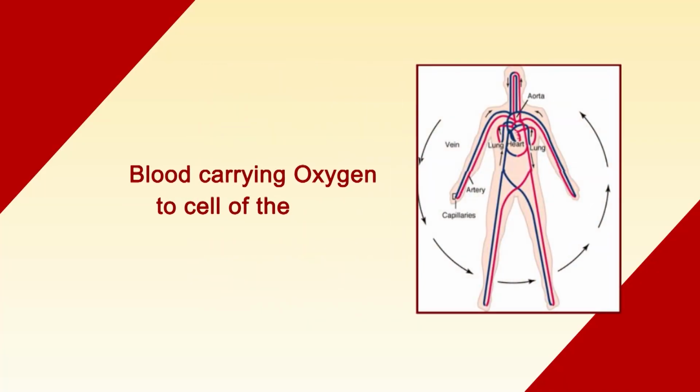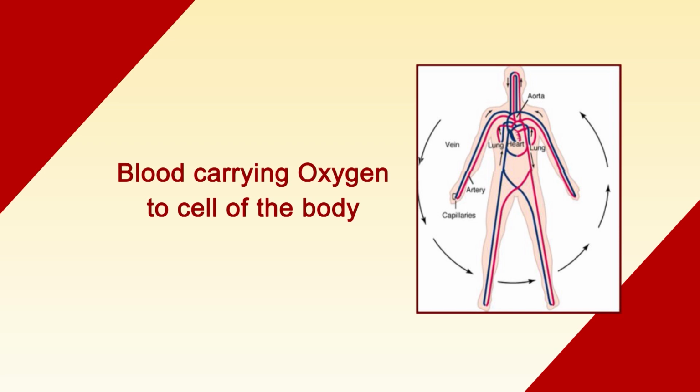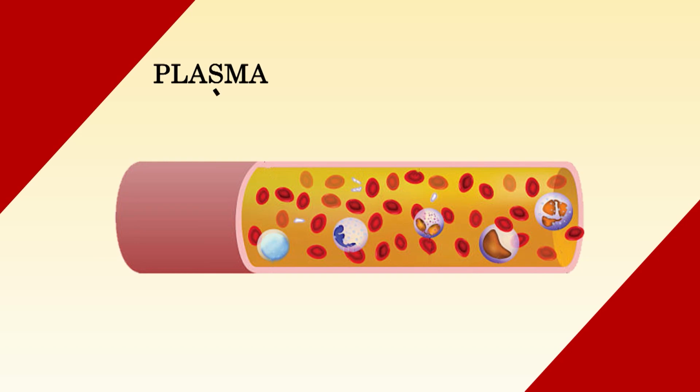It transports digested food from the small intestine to the other parts of the body. Blood carries oxygen from the lungs to the cells of the body. It also transports waste for removal from the body. How does blood move inside the blood vessels? Because blood is liquid, and various kinds of cells are suspended in it for mobility. The fluid part of the blood is called plasma.